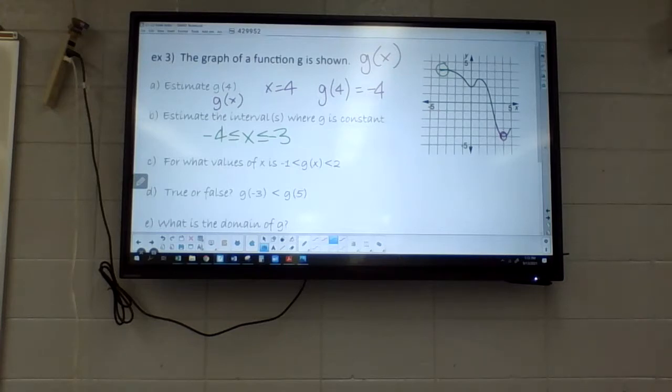Obviously at the top of the hill, maybe it looks flat a few times, but unless it's more obvious, you don't have to worry about that.